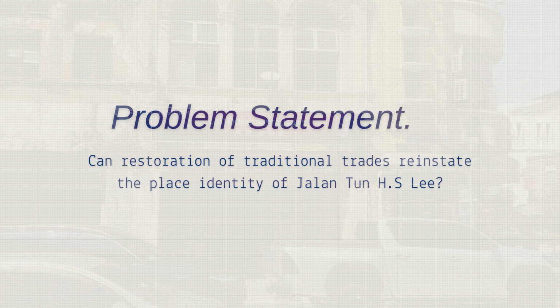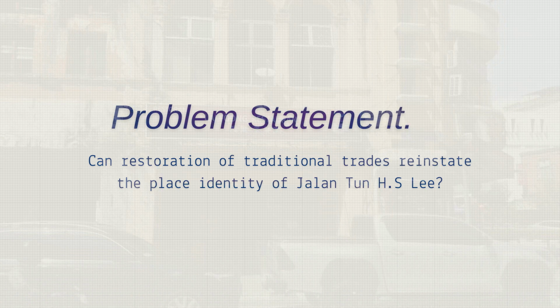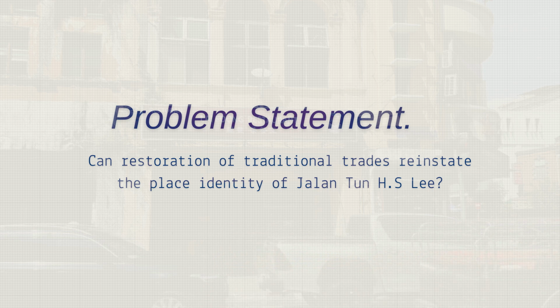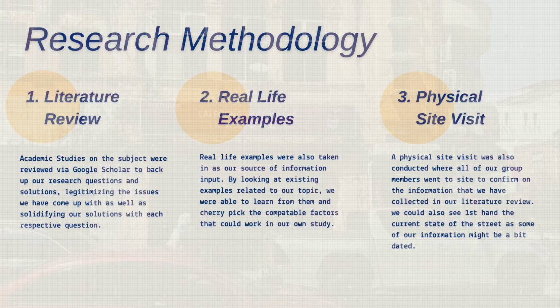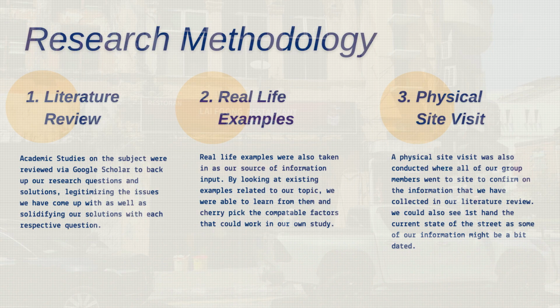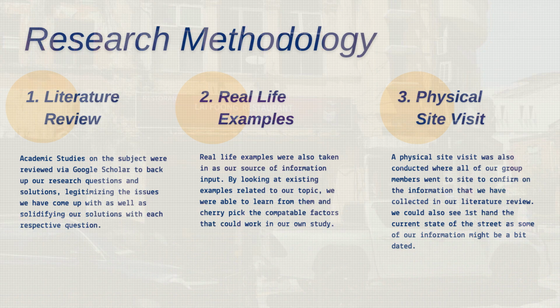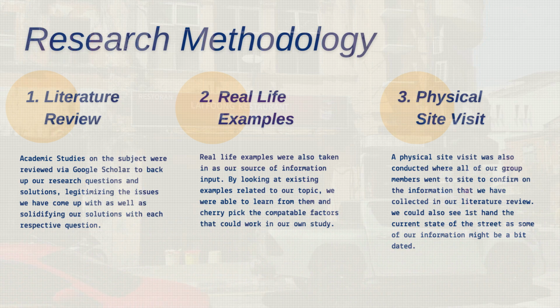Our problem statement was to ask ourselves if the restoration of traditional trades reinstate the place identity of Jalan Tun HS Lee. Our methodology is comprised of 3 parts: a literature review where academic studies on the subject were reviewed via Google Scholar to bring up our research questions and solutions, legitimizing the issues we have come up with, as well as solidifying our solutions with each respective question.